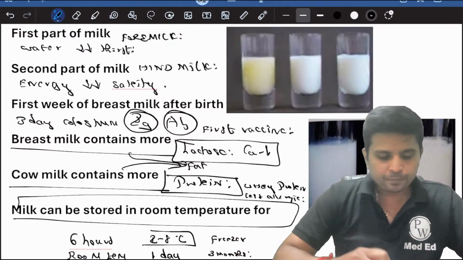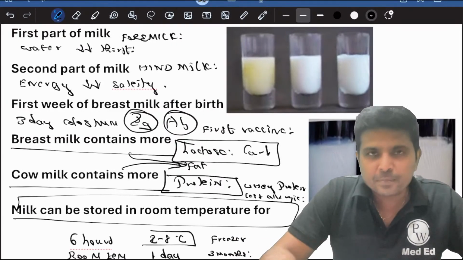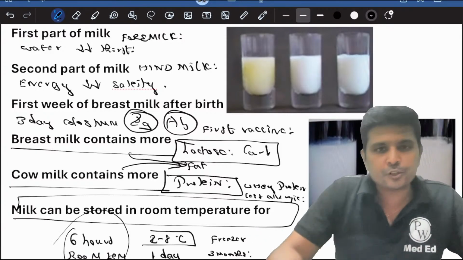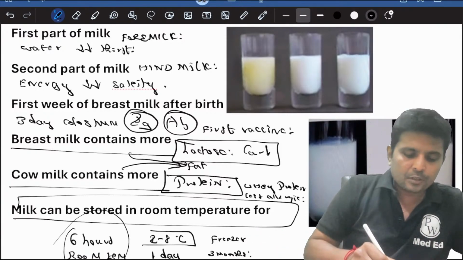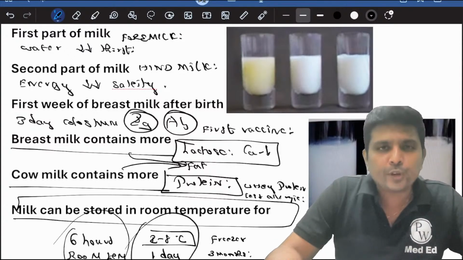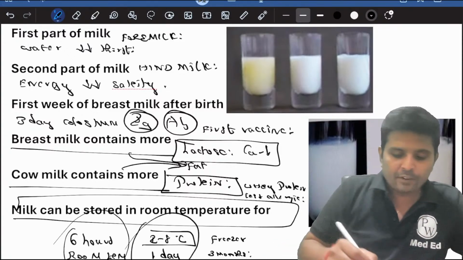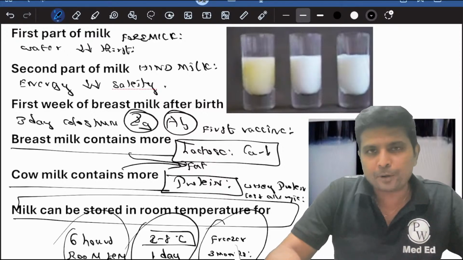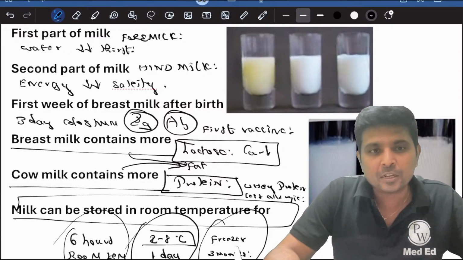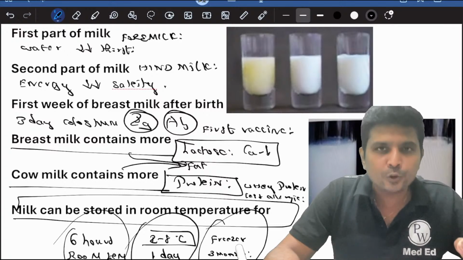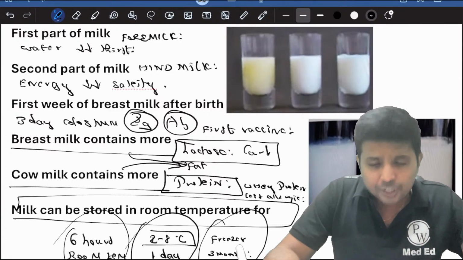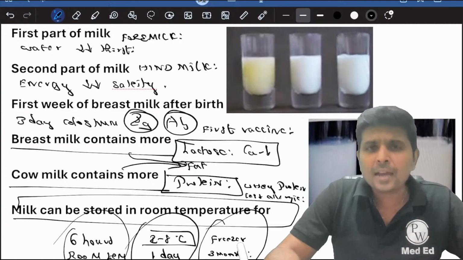Next point. Breast milk can be stored, a very, very important question. In room temperature, 6 hours, whereas when it is stored between 2 to 8 degrees Celsius, 1 day, whereas when it is stored in a freezer, it is for 3 months. Very, very important MCQ. Room temperature means 6 hours you can store it and you can use it directly. You can give the breast milk directly to the child, provided it is stored properly in a utensil.